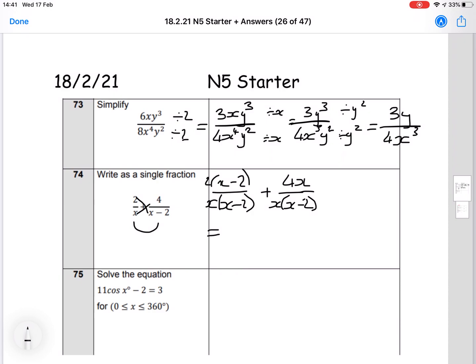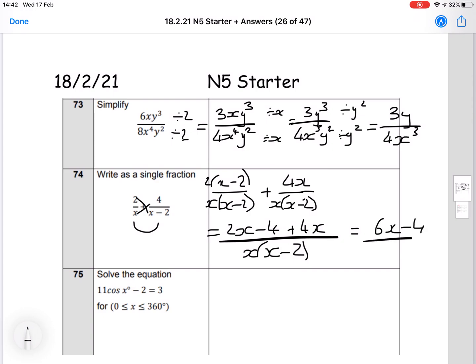And then we can combine. So the top line, if we break out the bracket, you must break your brackets out on the top of your algebraic fractions, just not the bottom. So the top will become 2x minus 4, and then you've got that plus 4x, all of that over x bracket x minus 2. And then you can tidy that up one step further. You can collect your like terms on the top line. So 2x plus that 4x would be 6x, and then we have minus 4 over x bracket x minus 2.